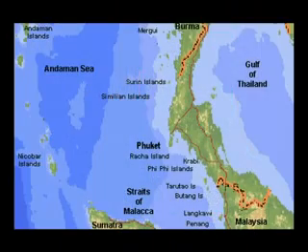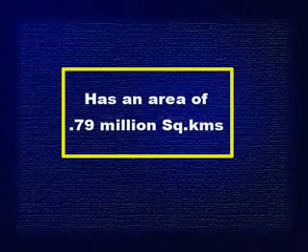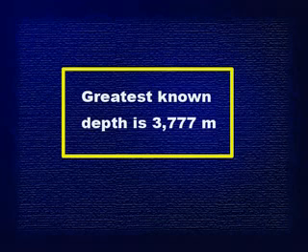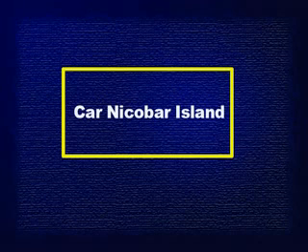Next comes the Andaman Sea. The Andaman Sea has an area of about 0.79 million square kilometers with a mean depth of about 870 meters. The deepest point of the Andaman Sea is at a depth of about 3,777 meters off Car Nicobar Island, and that deepest point is located near that.